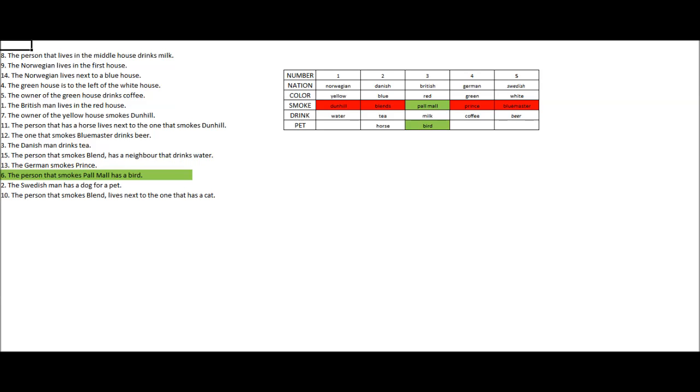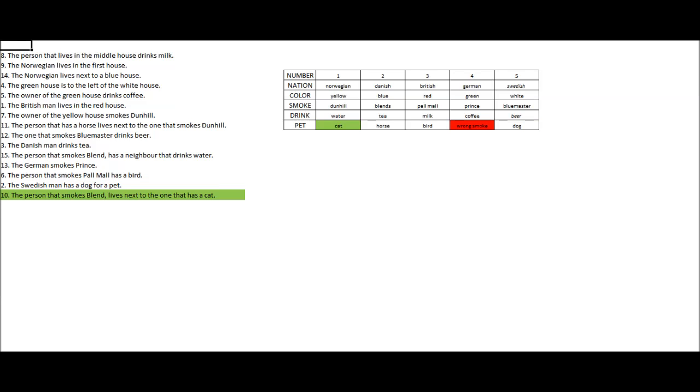And from there we're going to say the person that smokes Pall Mall has a bird. The only remaining cigarette type is Pall Mall in house 3, so we'll fill that in as well as the bird. Swedish man has a dog for a pet. We already know that Swedish is in house 5, so we'll fill in dog.